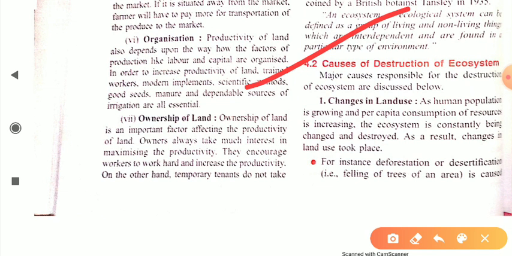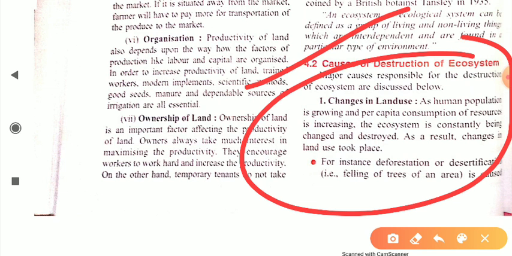Now what are the basic causes, dear students? The first cause is change in land use. Dear students, as human population is growing and per capita consumption of resources is increasing, the ecosystem is constantly being changed and destroyed. You all know that the global population is increasing day by day. So for the population we have to construct roads, we have to construct houses, we have to produce more food grains. So the land use pattern is changing.